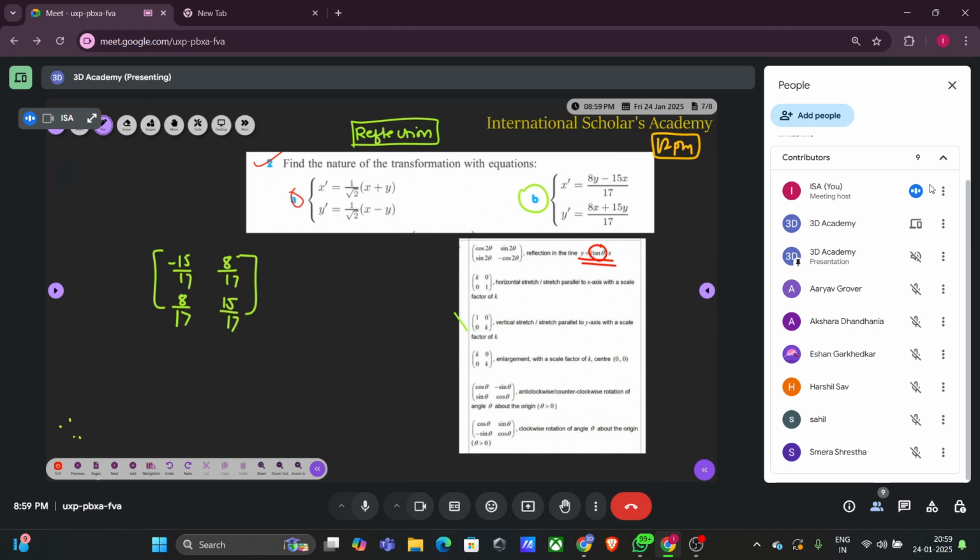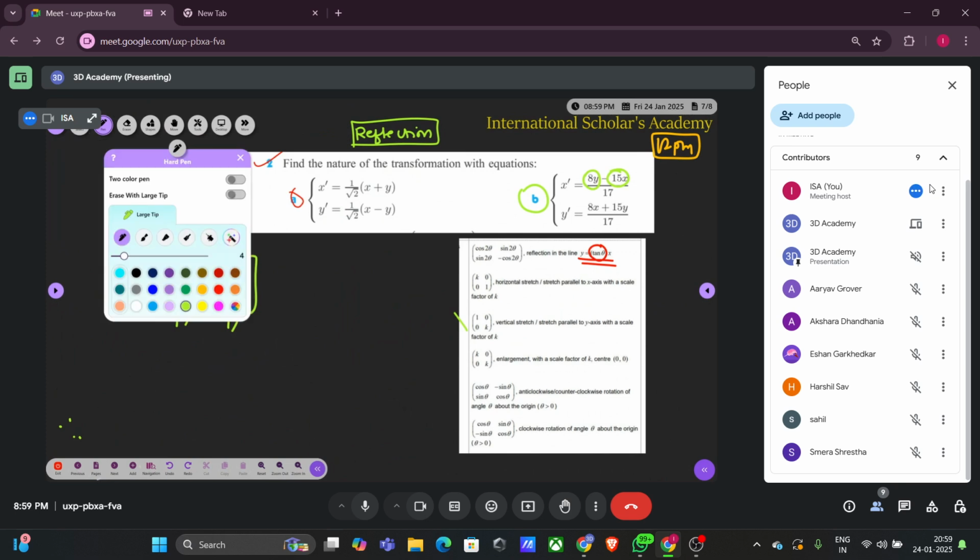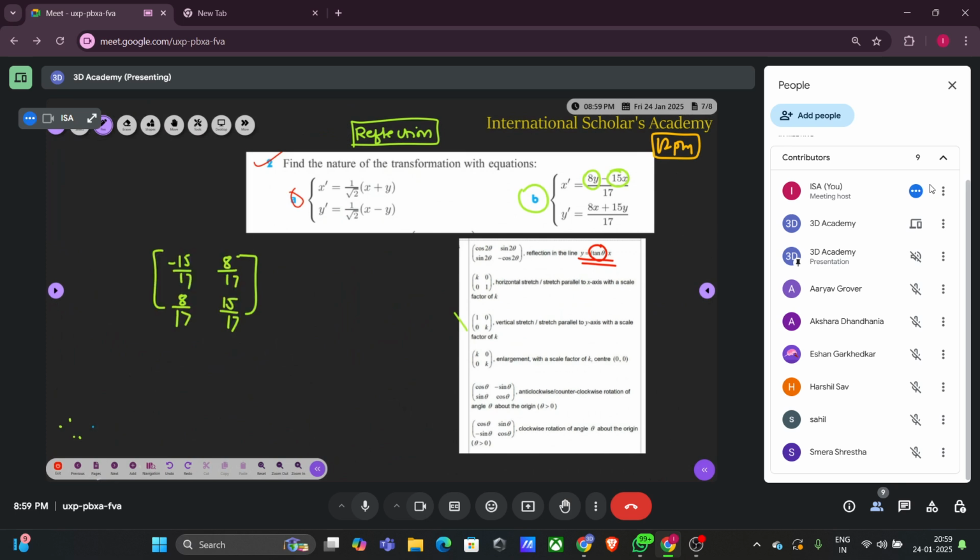See, we had to write the coefficient of x, but here they have given it the other way around. So I just missed checking the variables. That's why my transformation matrix went wrong. Now again, if you check here, this diagonal is changing, same like reflection. Again, it is a point of reflection. So here you are getting cos 2 theta as minus 15/17 and sin 2 theta as 8/17.